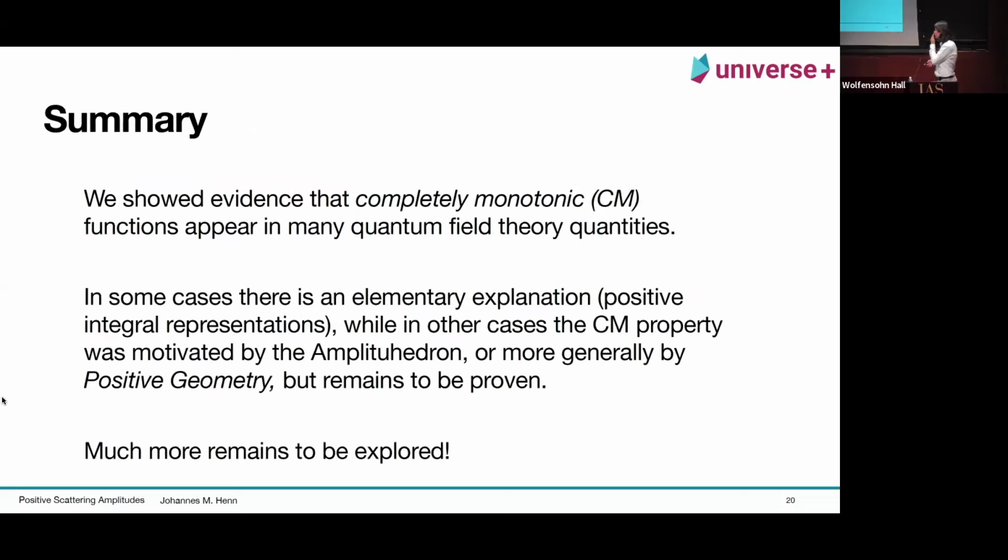So just to summarize, I showed you evidence that completely monotonic functions are relevant for many objects in quantum field theory. It's interesting that in some cases there's a really elementary explanation. You just look at the Feynman parameterization, and it's totally obvious that this property holds. But in other cases, we don't really know why it's supposed to hold, or even if it holds, like the cases where the motivation was the amplituhedron. There it remains to be proven, and therefore there's a lot yet to be done.